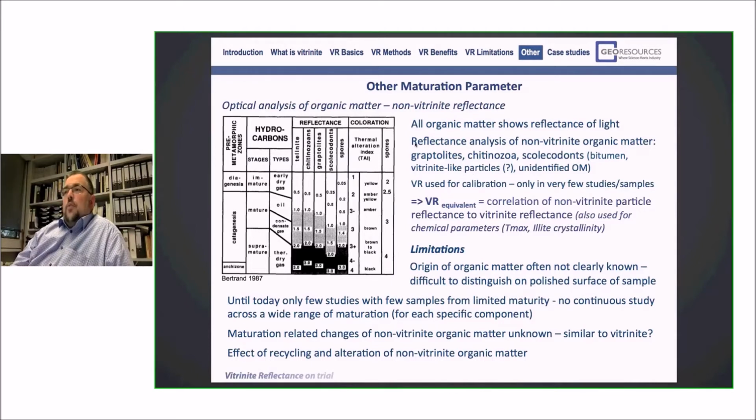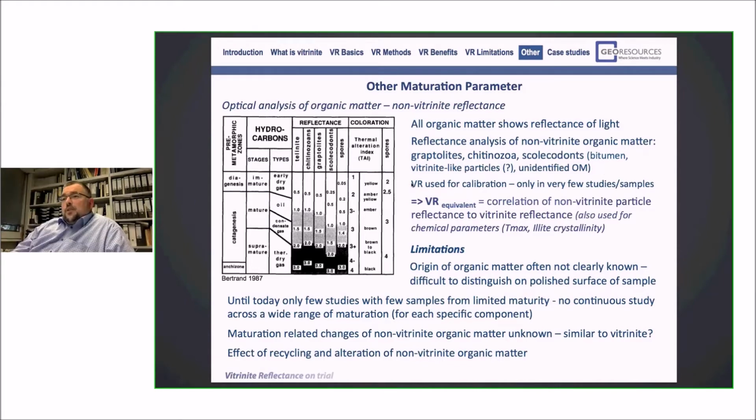And for the reflectance of non-vitrinite organic matter, commonly graptolites, chitinozoans, and scolecodonts are used, which are made of a completely different organic matter than vitrinite, but also solid bitumen is used, vitrinite-like particles, which are not clearly known what it is, but look like vitrinite, and also unidentified organic matter, which is just organic matter and no one really knows what it is.